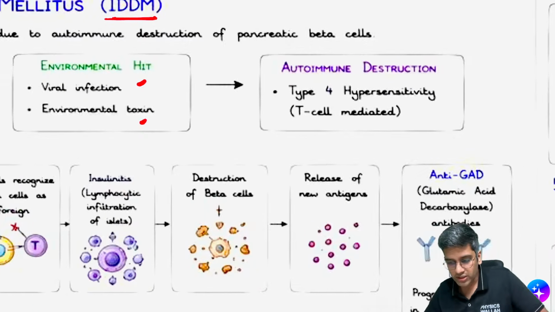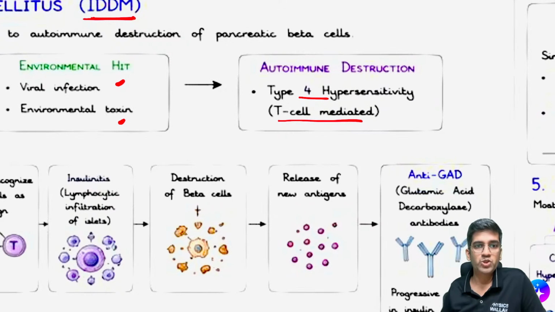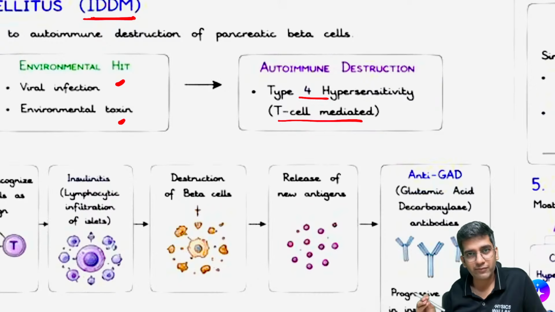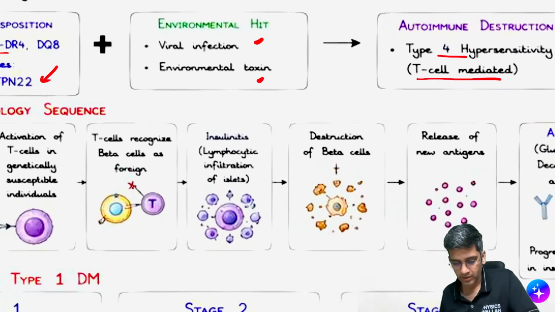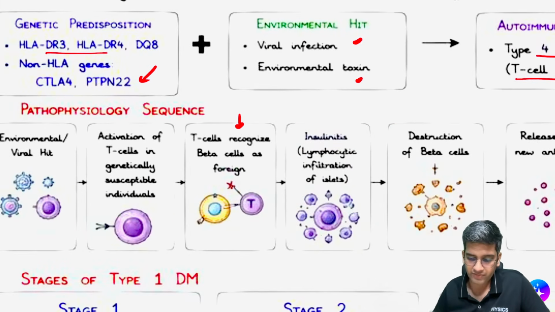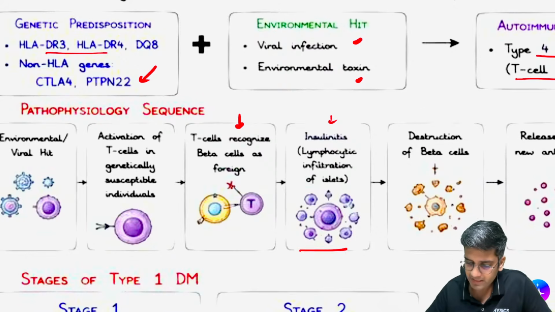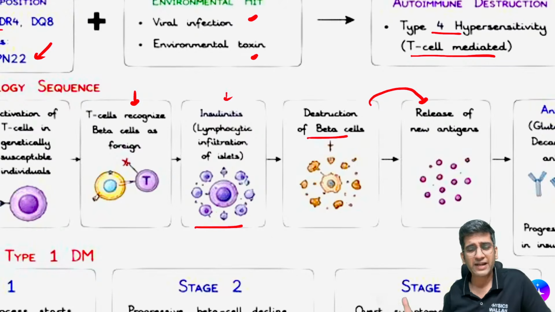This is going to cause type 4 hypersensitivity, which is T cell mediated destruction, which means because of the genetic hit and abnormal lymphocyte genetics, I am going to have a T cell which will recognize beta cells as foreign. That's all. The T cell will recognize beta cells as foreign. The moment it identifies them as foreign, it will destroy them. We call this destruction insulinitis. The moment it destroys beta cells, obviously you'll produce neoantigen. That's by default the routine, right?